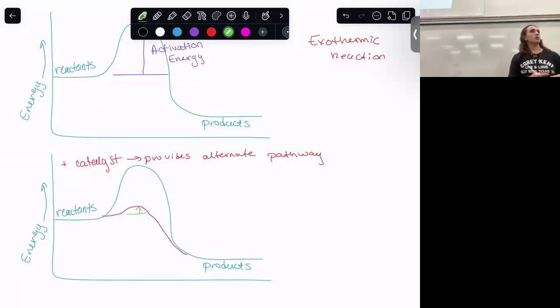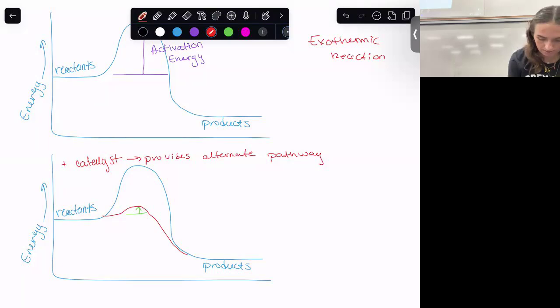Can catalysts ever slow a reaction down? I don't think so. I think a catalyst only ever speeds up a reaction, because if it made the reaction slower, then I don't think you would use it. Can a catalyst ever affect the energy of the reactants or products? No, nope. A catalyst does not raise the reaction or reactant energy.